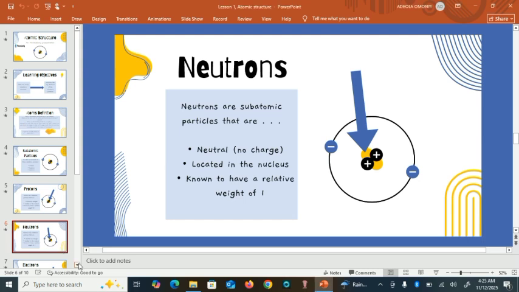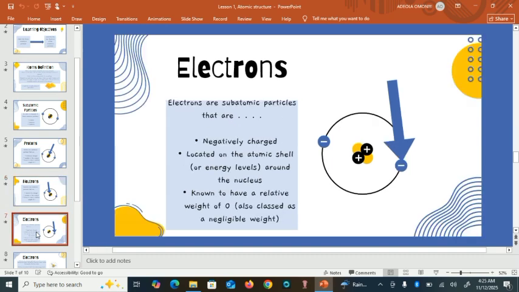Then to the third and most important subatomic particle, which is the electron. Electrons are negatively charged. They are located at the atomic shell around the nucleus, that is the orbit. They are always moving around the nucleus. They are known to have a relative weight of 0, also classed as negligible weight. Know that a weight of 0 is negligible.